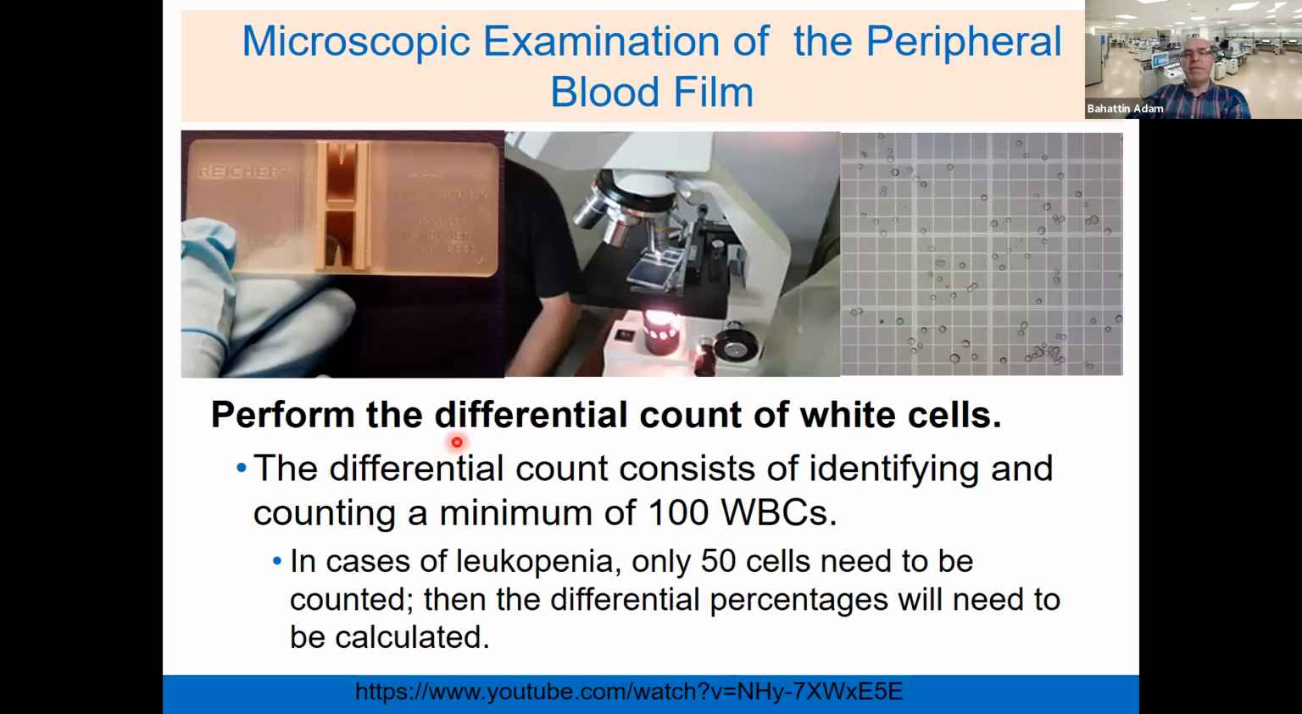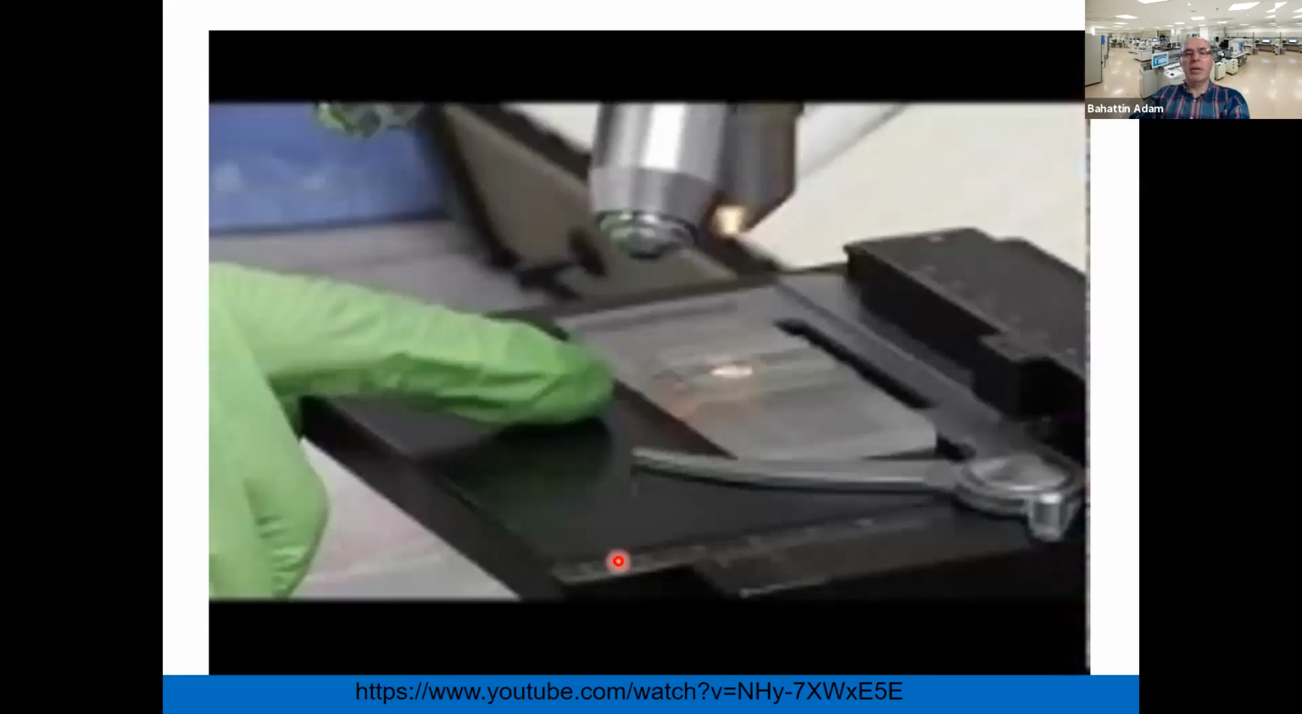Okay, performing differential count of white blood cells, as I mentioned before, you are going to count a minimum of 100 white blood cells and then calculate the percentage of each type. Okay. Now, this video may be helpful.